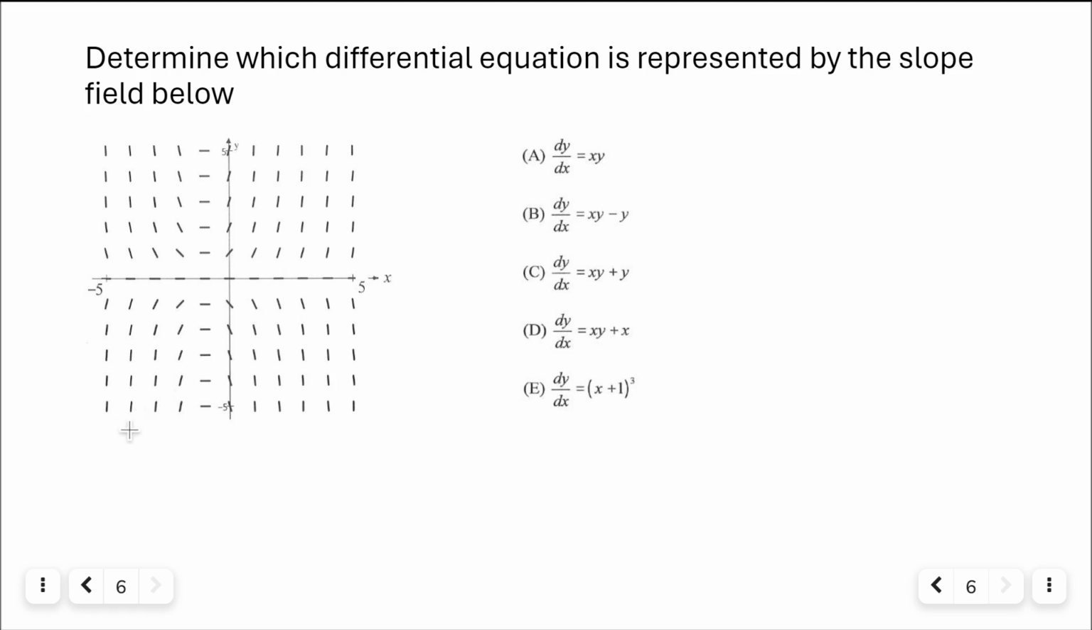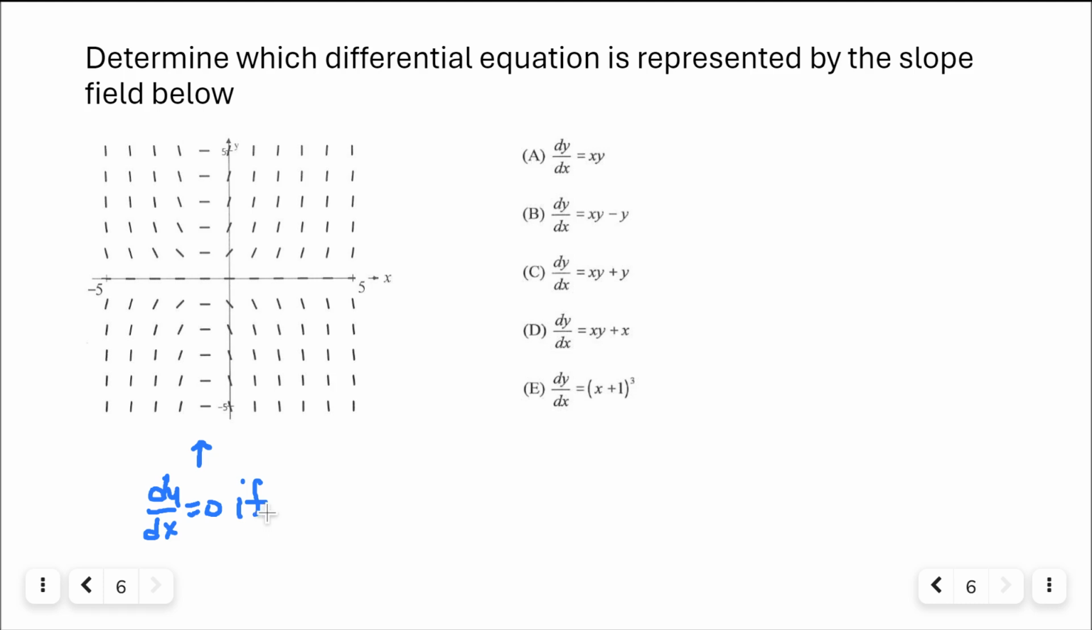The first thing I suggest is you look for slopes that are 0, because those will help tremendously. So the slope is right there. All these slopes are 0. So dy dx is equal to 0. So this is multiple choice. One of these is the correct answer. I'm going to try to eliminate the wrong answers.